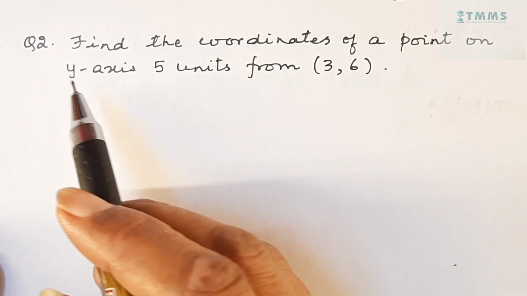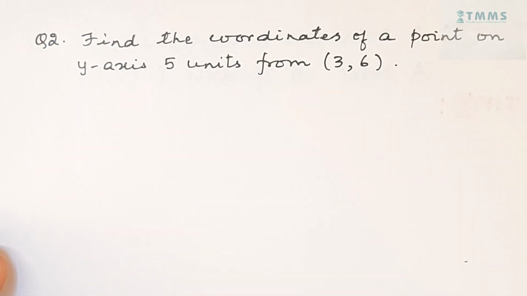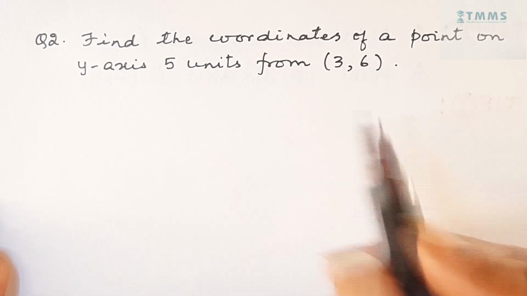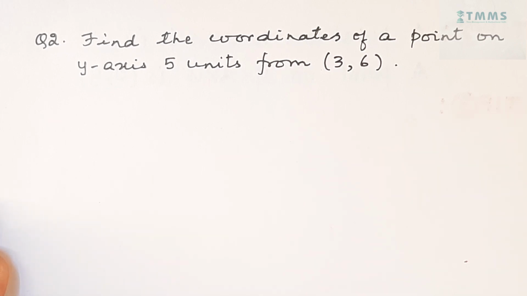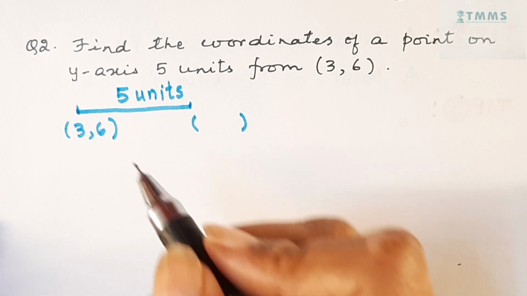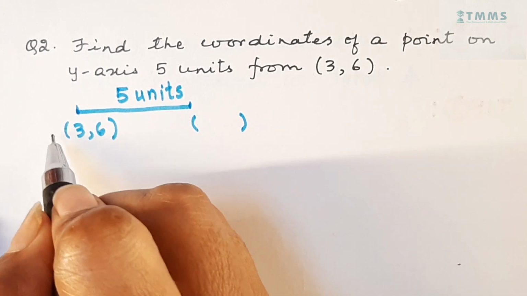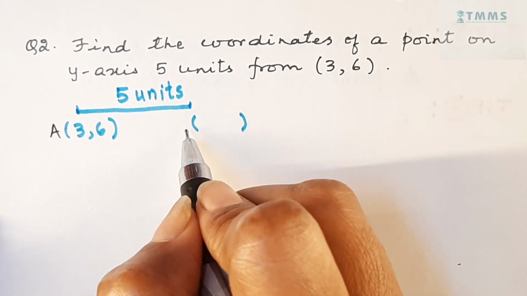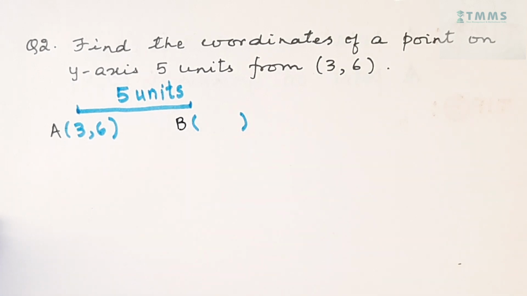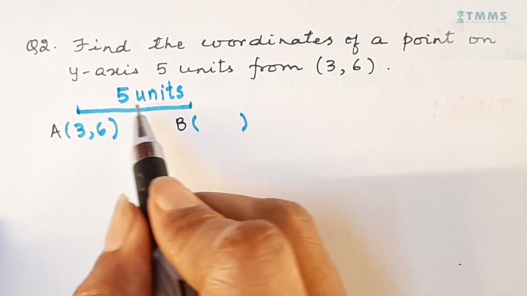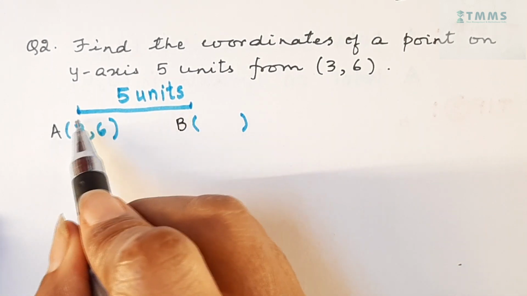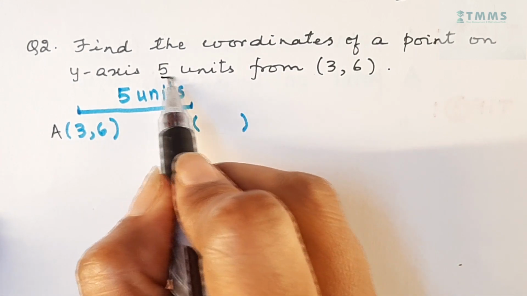Now we come to question number 2. Find the coordinates of a point on the y-axis 5 units from (3, 6). Now here again what we need to do is to draw the diagram. We will call this point A and we will call this point B. Now 5 units is the distance between A and B. Can you see this?